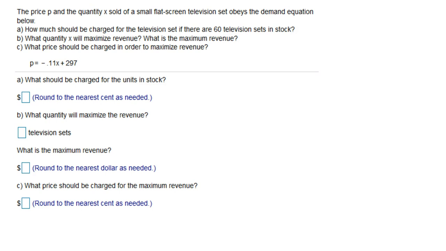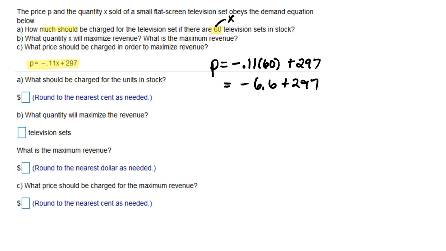The first question says that this is the demand equation, P equals -0.11x plus 297. And the question says how much should be charged if there are 60 television sets. So that is our value of X, the number of television sets. So we're going to be able to find the price we should set: -0.11 times 60 plus 297. 0.11 times 60 would give me -6.6 plus 297. Do 297 minus 6.6. So 290.40 is what we should charge, $290.40.